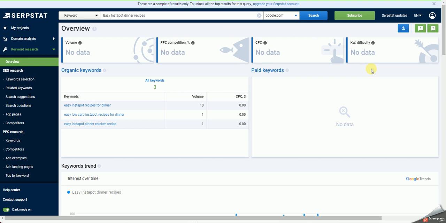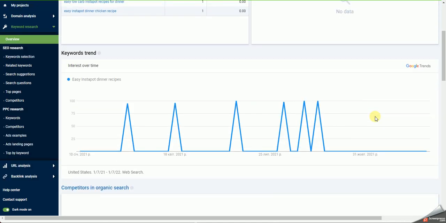Now, as soon as you see the dashboard, it will show you the volume, pay per click competition percentage, which is only if you plan on running a paid Google ad. Cost per click is the same thing. And it shows you keyword difficulty. Now, with this keyword, it doesn't have that data because the search volume is really low for this keyword. It's only around 10. So there's not a lot of data for this keyword.